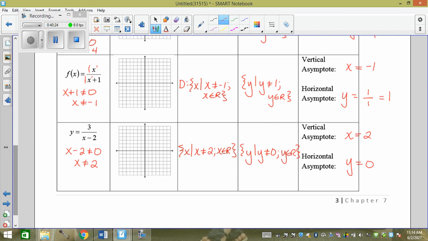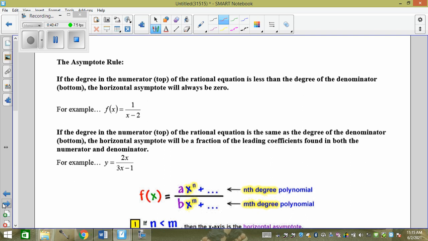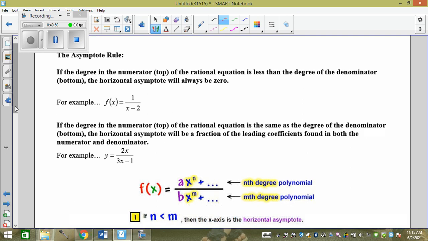Okay, flip over. All right. We're going to look through these and reiterate our asymptote rules. So, no matter what, the vertical asymptote comes from the denominator, correct? The vertical asymptote comes from non-permissible values. That's always what's going to happen. That's never going to change. It's the horizontal asymptotes that change.